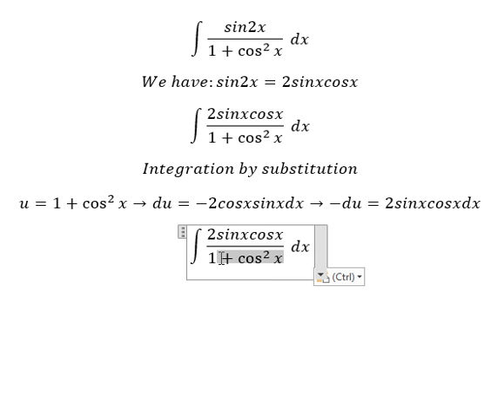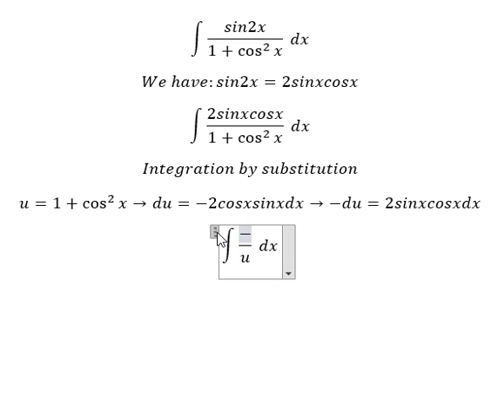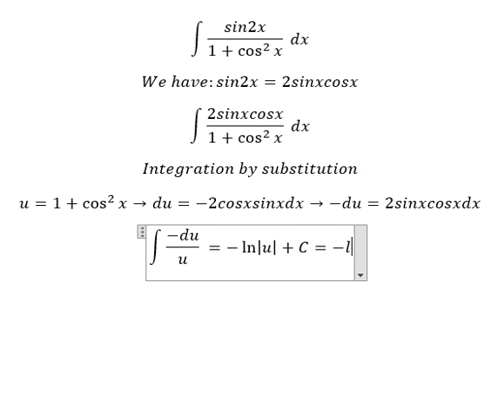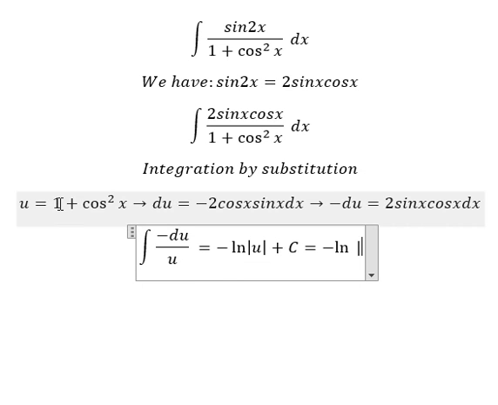So this one we change for u. 2 sin x cosine x dx we change for negative du. The integration of this one, we have negative ln of the absolute value of u, plus c. And u is about this one.